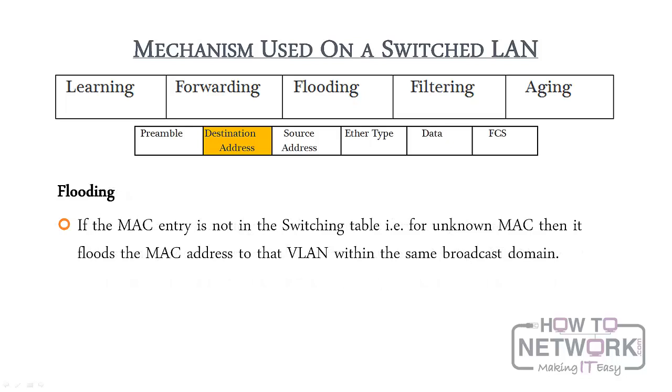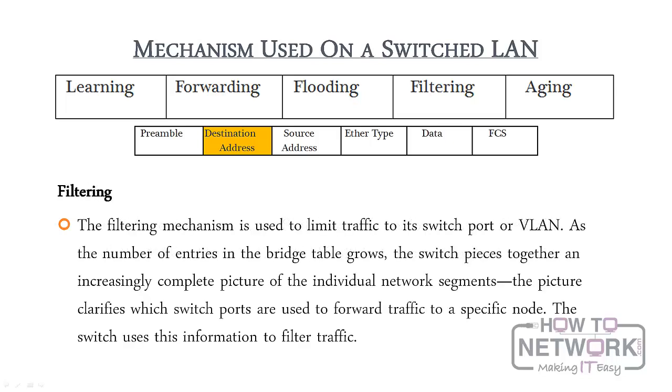Filtering. The filtering mechanism is used to limit traffic to its switch port or VLAN. As the number of entries in the bridge table grows, the switch pieces together an increasingly complete picture of the individual network segments. The picture clarifies which switch ports are used to forward traffic to a specific node. The switch uses this information to filter traffic.